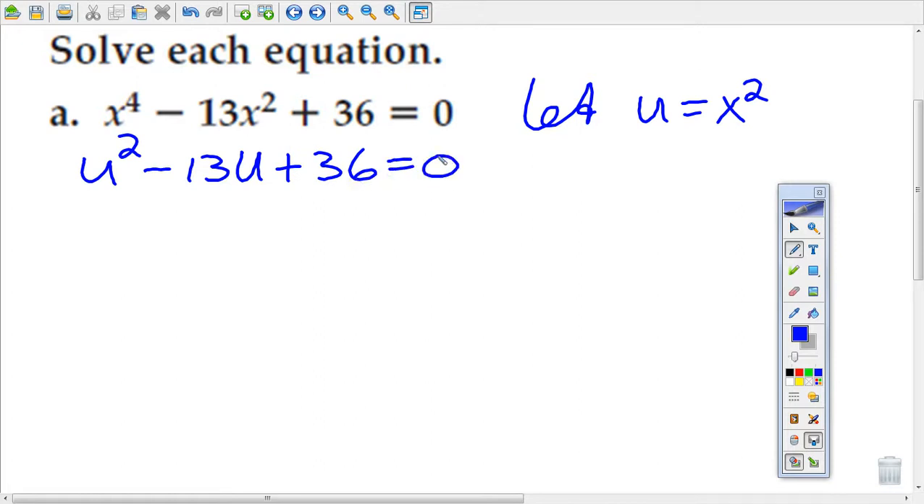How would I solve this quadratic? What's the fastest way to do it that I always check? Greatest common factor, that's the first step. That doesn't work. Is this a difference of squares? No, it's not. It's a trinomial. Can you factor this trinomial? Can I come up with two numbers that multiply to 36 that add to negative 13? I can.